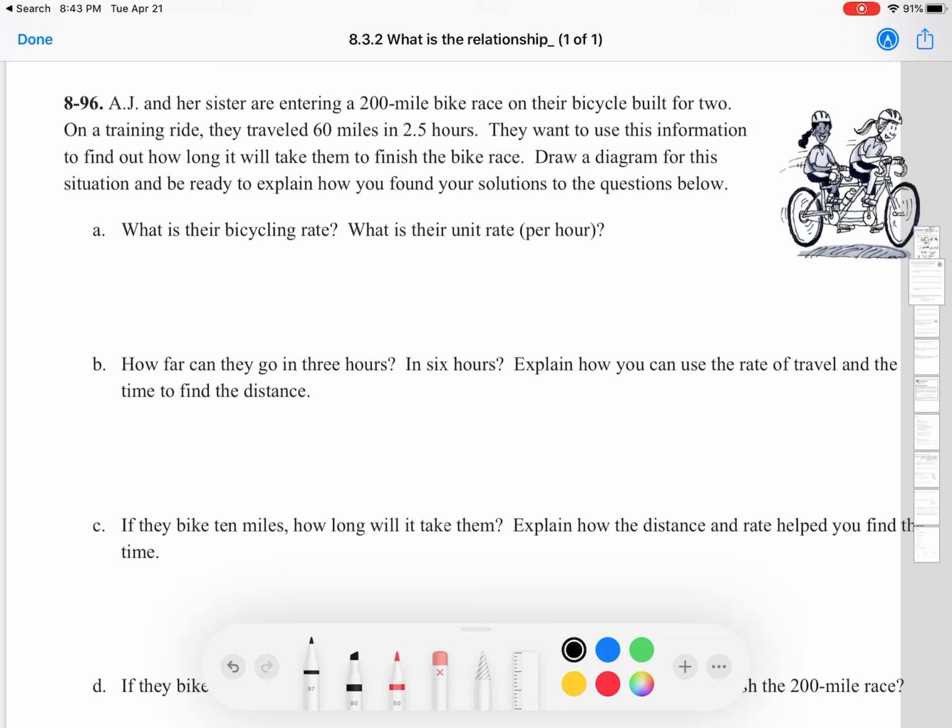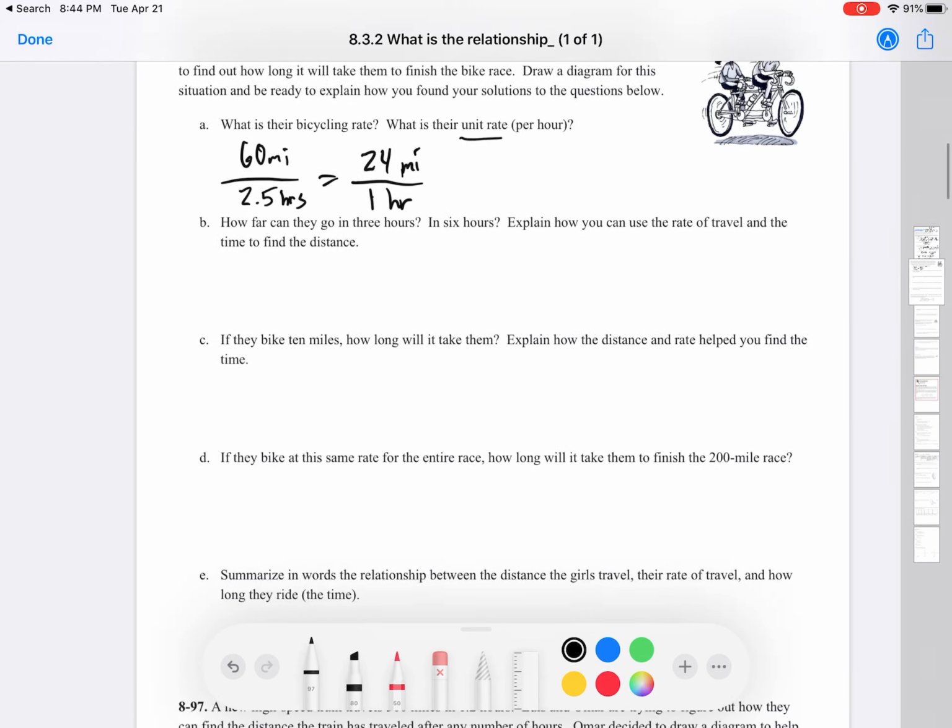What is their bicycling rate? So their bicycling rate is 60 miles in 2.5 hours, right? What's their unit rate? Now, we worked on that unit rate earlier in the year, but essentially we want to know what is it per 1 unit, or per 1 hour, right? So what we need to do is take 60 and divide it by 2.5. When we do that, we should get 24 miles in 1 hour. I'll just do that math off-screen to save time on the video.